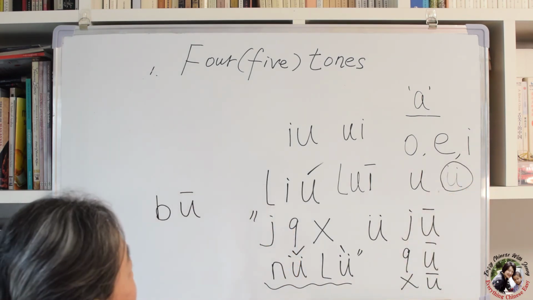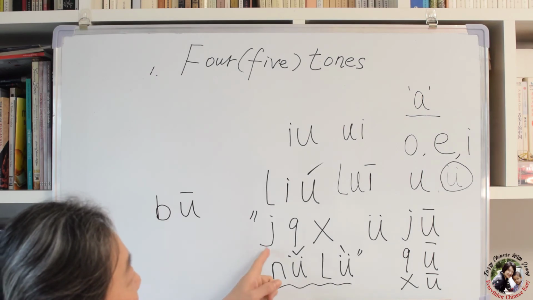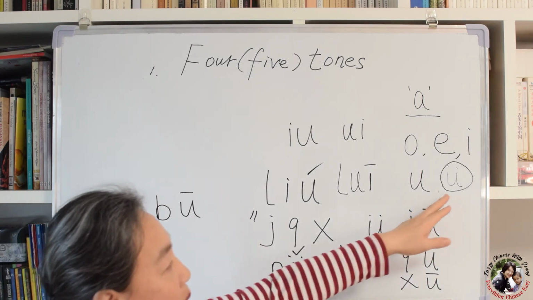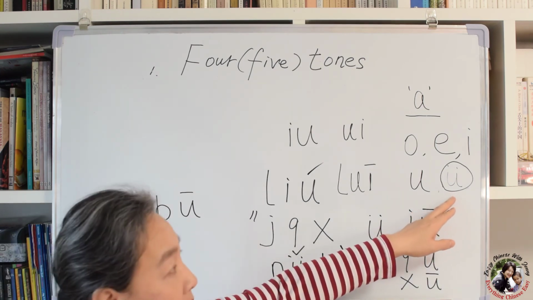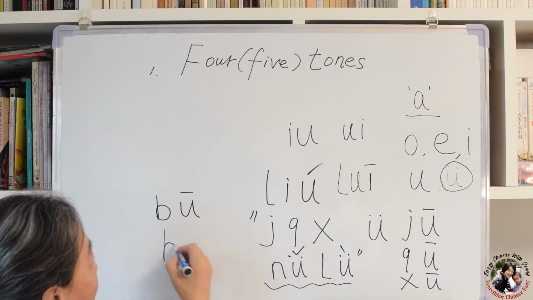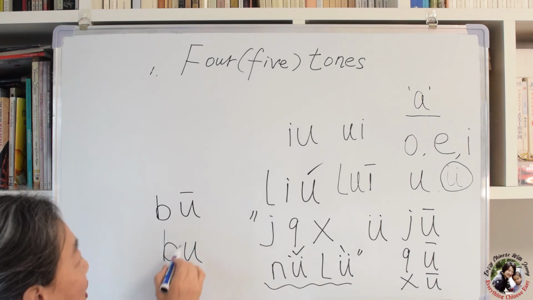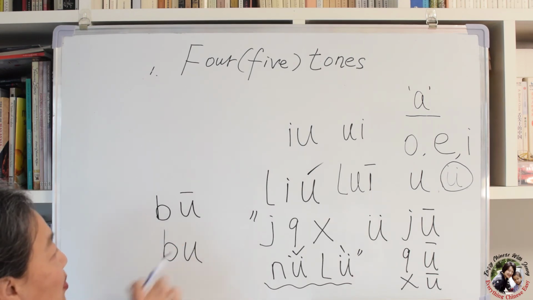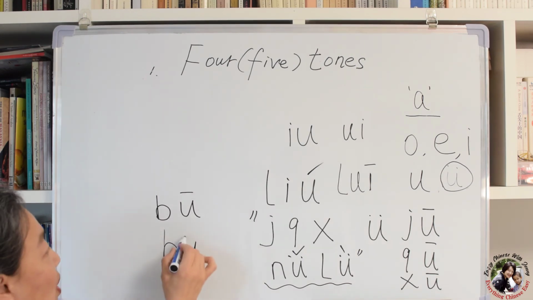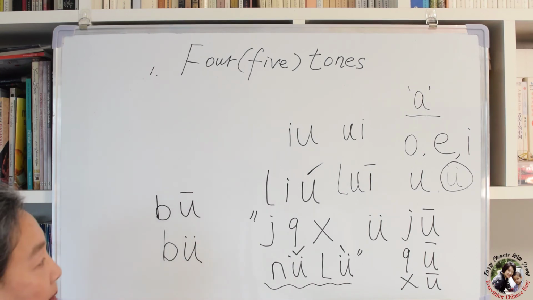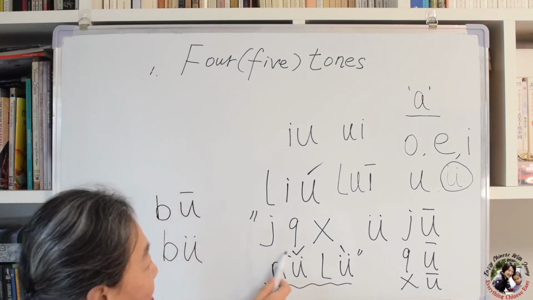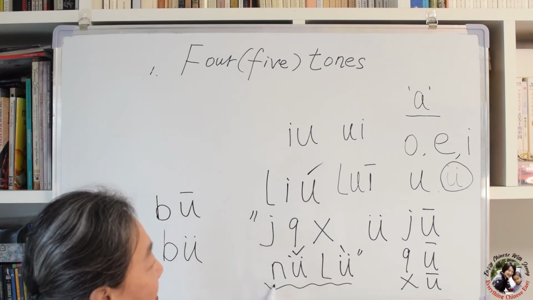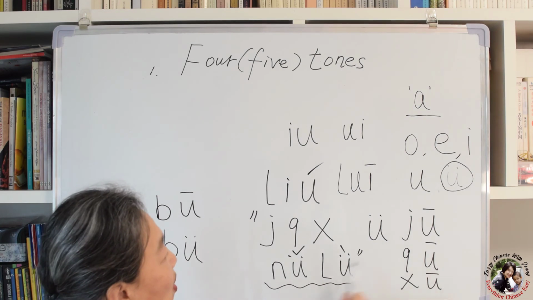There are only 5 initials that can be put together with this final yu, the vowel. For example, there's no pronunciation for bo yu. You can only pronounce it as bo u. It's not bo yu. Bo yu is not a character. So only these 5 initials, ji, qi, si, ne, le can go with this yu.